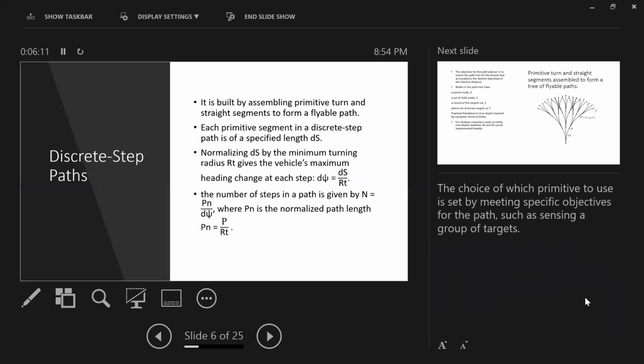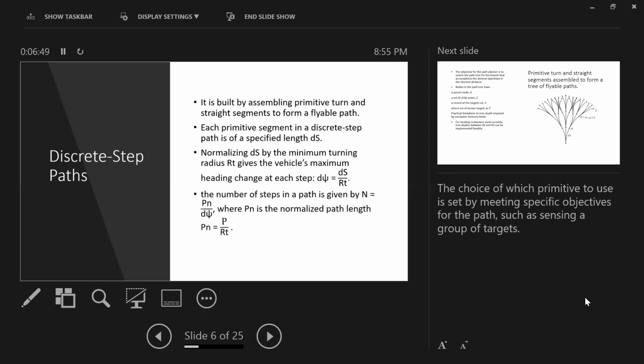Okay, now talking about the discrete step path, it is built by assembling the primitive turn and straight segments to form a flyable path. Each primitive segment in a discrete step path is of a specified length, which is ds. And when we normalize the length ds by the minimum turning radius rt, it gives the vehicle's maximum heading change at each step, given by dφ equals ds by rt.